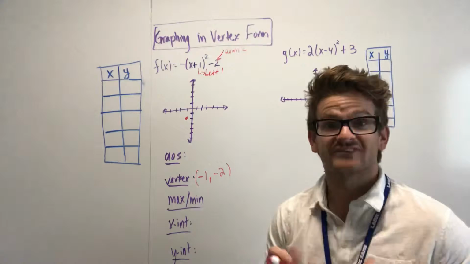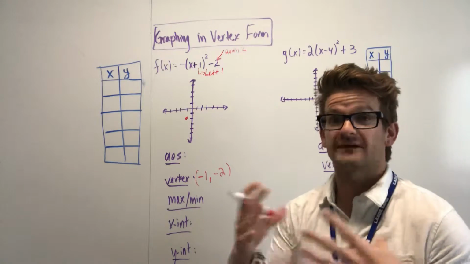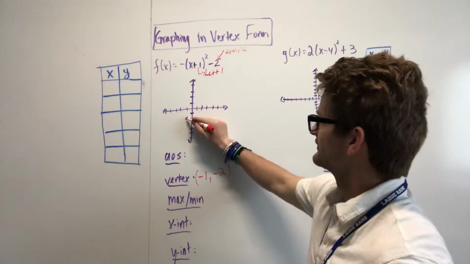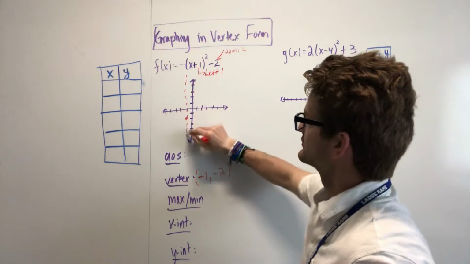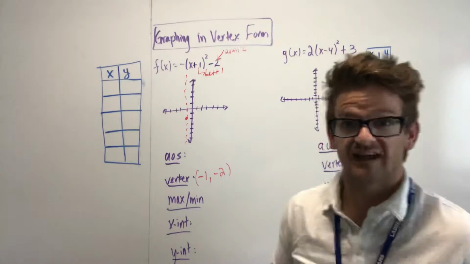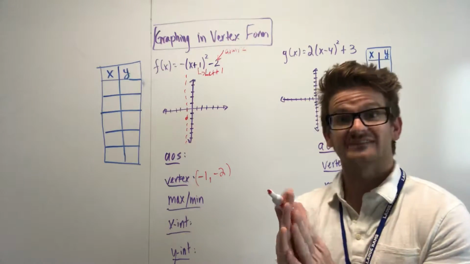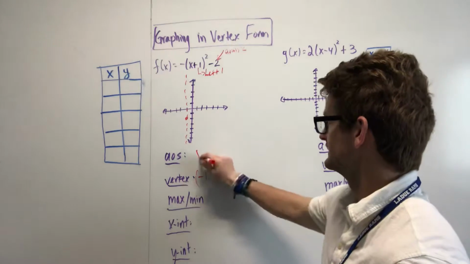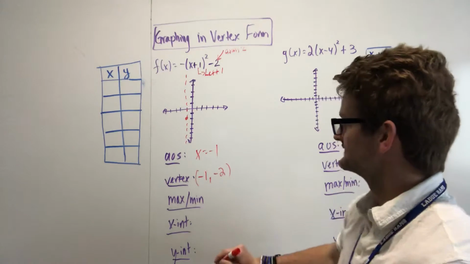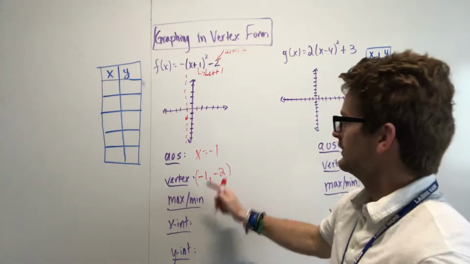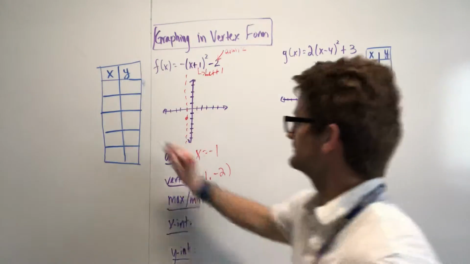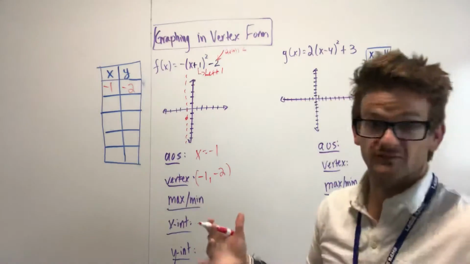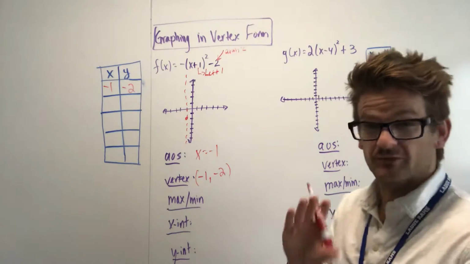Once we find the vertex, we're going to find points around it. We know that the axis of symmetry is an imaginary line that cuts the parabola in half. It's a line of symmetry, and it goes through the vertex. So that's at x equals negative 1. We also need points around this. I'm going to fill in my table with negative 1, negative 2, and then I also need points around this, and I can use the symmetry to reflect these points.